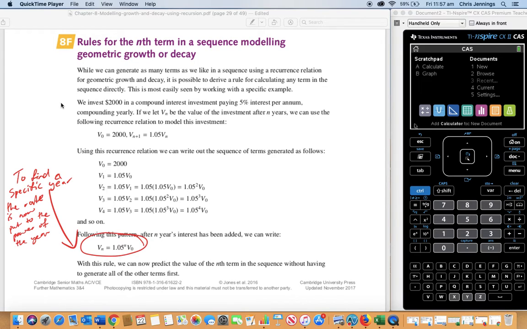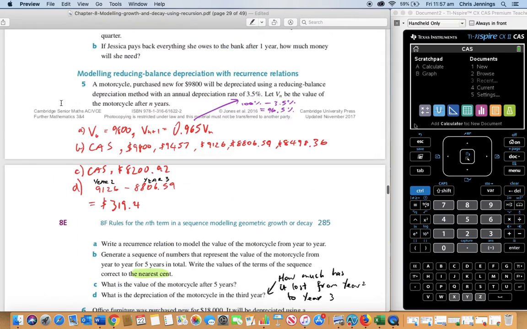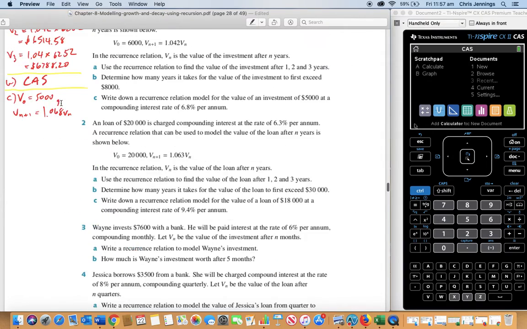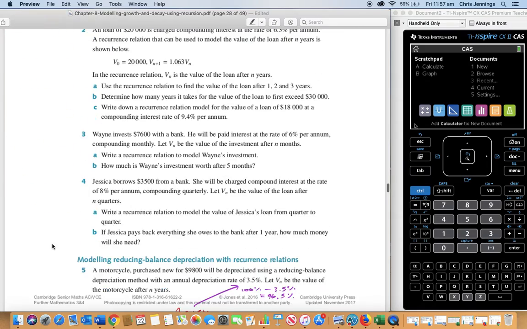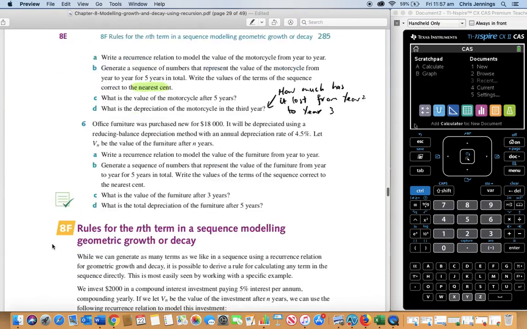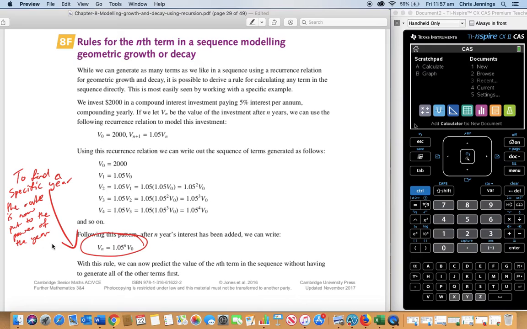Hello, in today's lesson we're going to be doing 8F, where we can find a specific term in a sequence modelling geometric growth or decay. By that I mean back in 8E, which we found a little bit tedious, because remember how we had to press the initial amount in, 6,000, and press times by 1.042, enter, enter, enter to find how many years it takes, and if it exceeds 8,000. All that sort of painful stuff in the CAS. In this one, we can find just a specific year or term or month or whatever in the sequence.